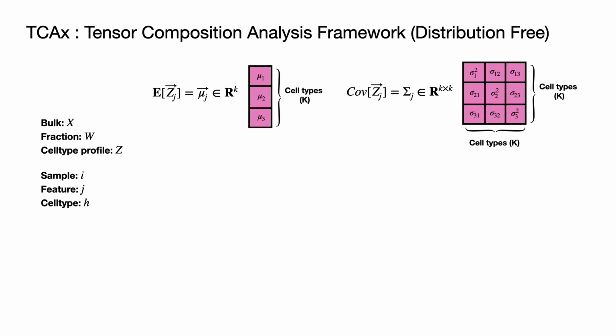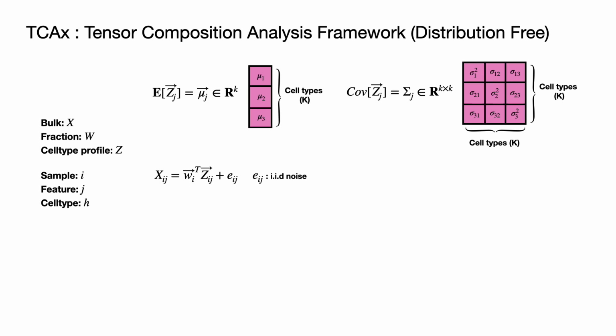With that in mind, let's dive a little bit deeper into the full model specification. We call our model TCAX. As before, it's easier if we're just focusing on one specific feature, J. Over here, we're saying the cell type specific profile has this expectation, mu J, that's going to be a number of cell types by one vector, so a k by one vector. And as alluded to before, the covariance structure of this cell type specific profile is sigma j. So we're actually modeling the entire k by k matrix.